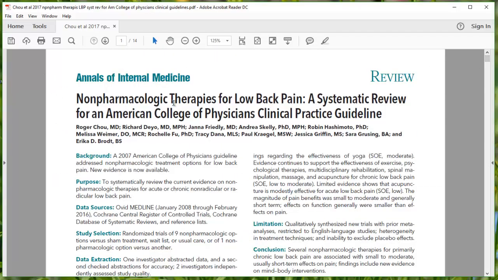So hopefully that gives you a sense of how to read a research review, but also knowing that the design of the review is going to introduce and minimize bias depending on what the authors set out to do.